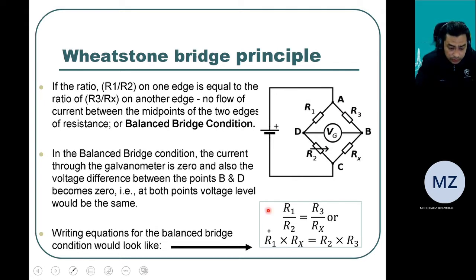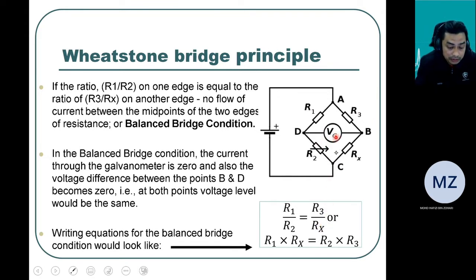If you look at the equation here, R1 over R2, R1 is a fixed value, R2 is the variable. We can change the value. R3 is a fixed value according to this circuit, and Rx depends on the temperature that we want to measure. So if this Rx is increased due to the increase of the temperature that we want to measure, it will create unbalance to the Vg.